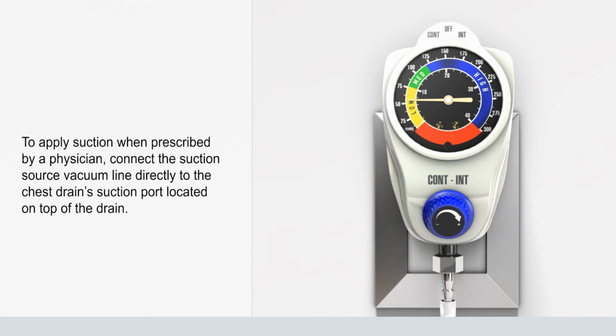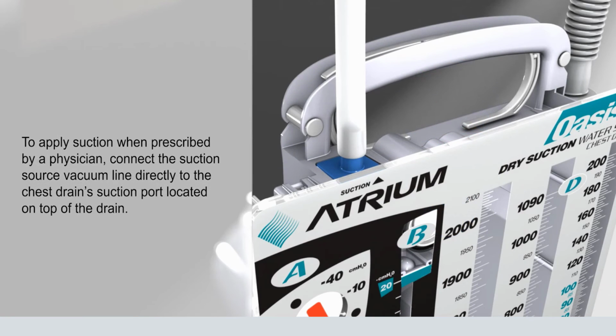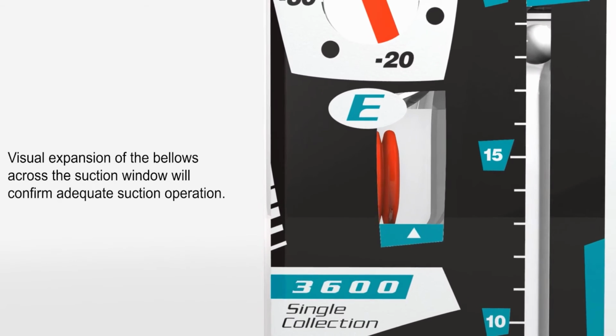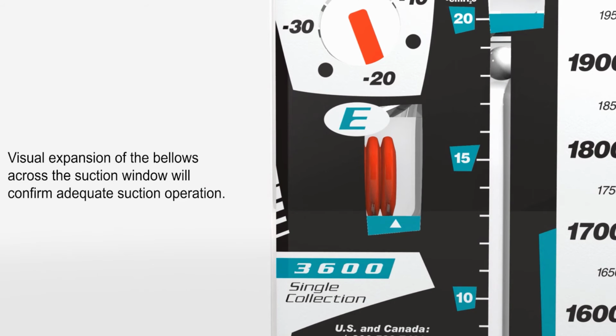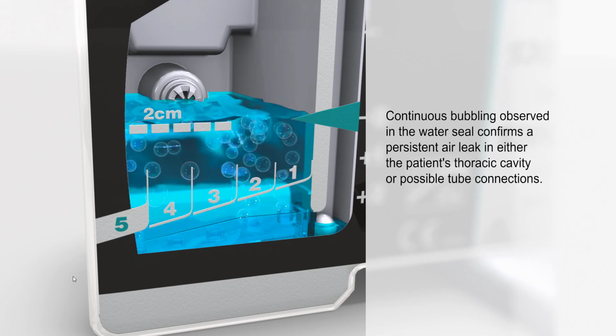When suction is ordered, it is connected to the chest drainage system via the port on the top of the system and connected to the wall suction at -80 millimeters of mercury or higher. The visual expansion of the bellows says suction is operating. It's recommended to hang the unit at the bedside using the hangers to avoid accidental knockovers.